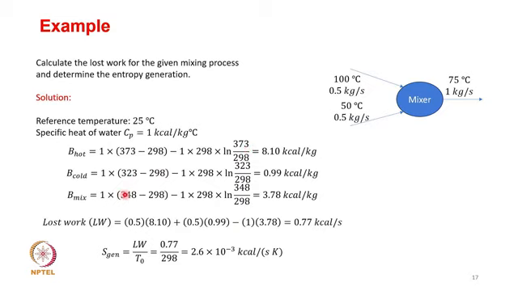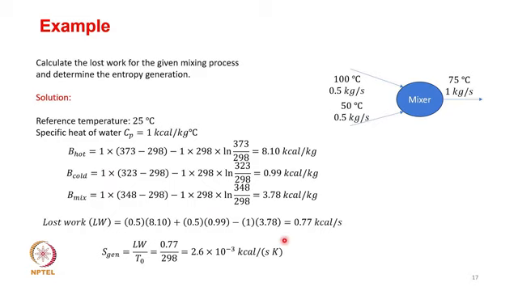B cold is of course the same thing: 1 times (323 minus 298) minus 1 times 298 ln(323/298). And B mixed, at 75 degrees: 1 times (348 minus 298) minus 1 times 298 times ln(348/298). And you get 3 expressions.